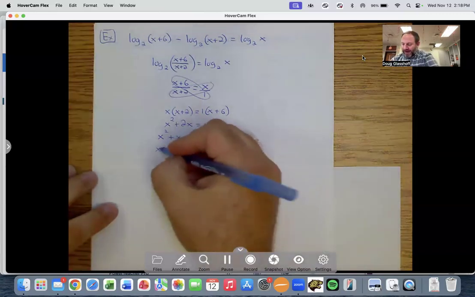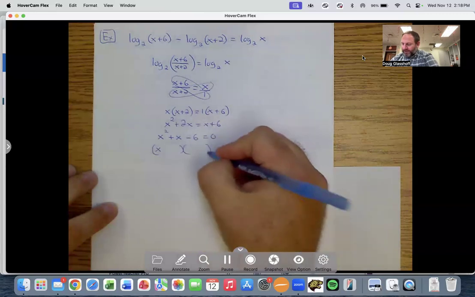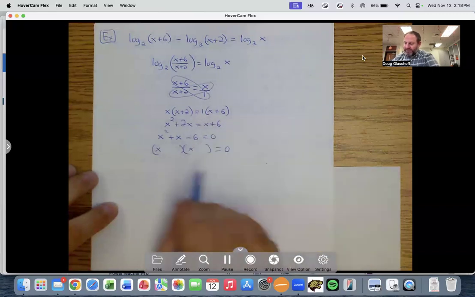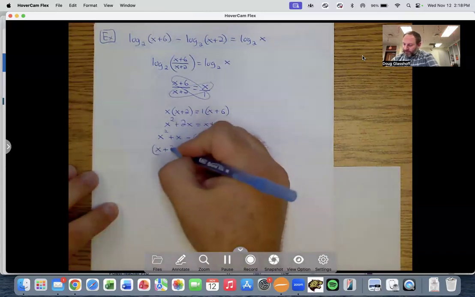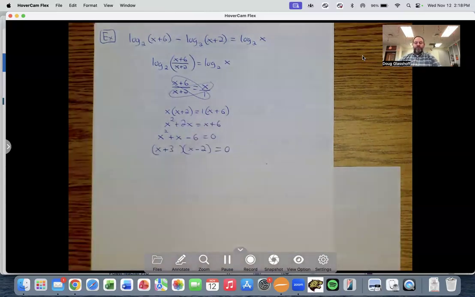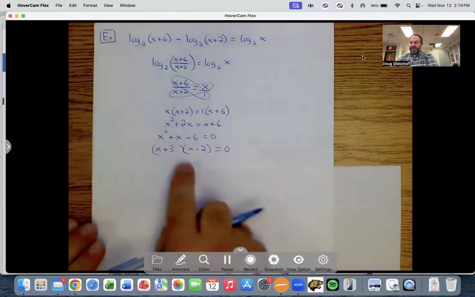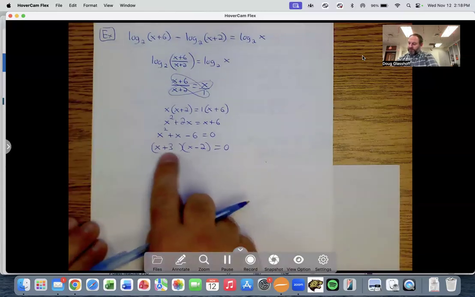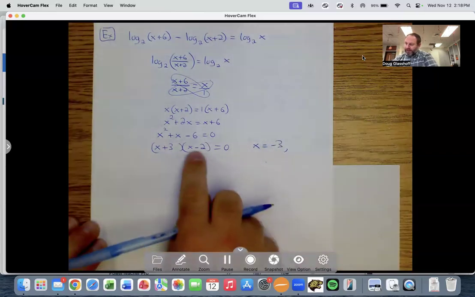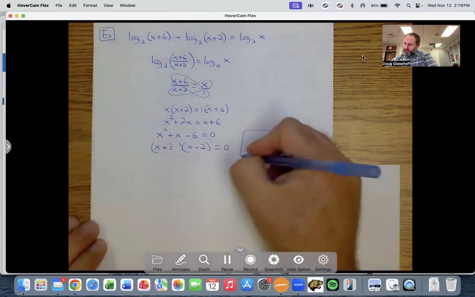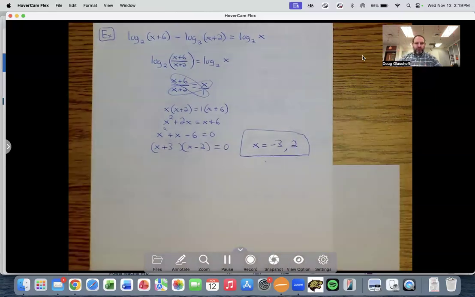Most of them should be factorable at this point. So I need things that multiply to negative 6 and add to positive 1. So that would be positive 3 and negative 2. And then what makes each one of these equal 0? Well, this would be negative 3, so x could equal negative 3 or positive 2. So there's 2 things there that will make that one true.